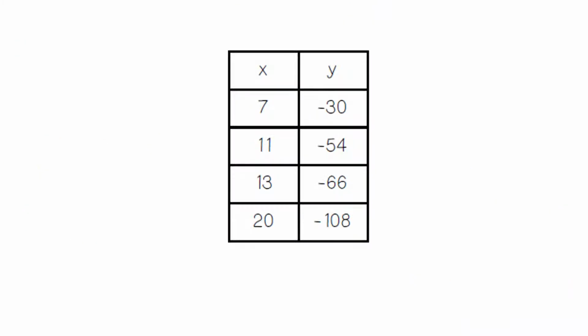This table is already labeled x and y, so we can go straight into figuring out what we're counting by. Going from 7 to 11 is going up 4. 11 to 13 is going up 2. 13 to 20 is up 7. On the other side, going from negative 30 to negative 54 is going down 24. Going from negative 54 to negative 66 is going down 12.